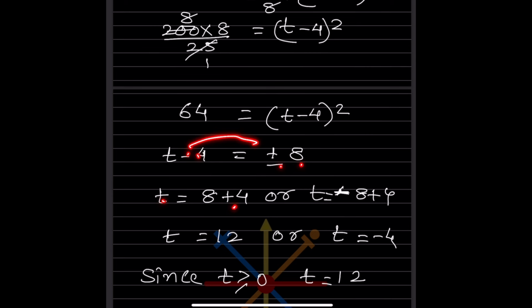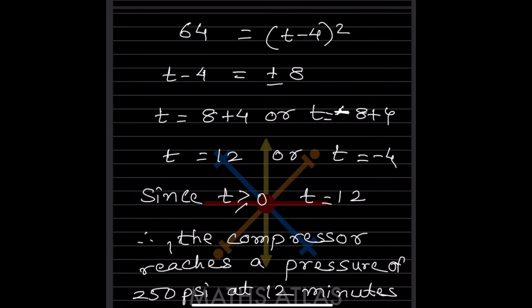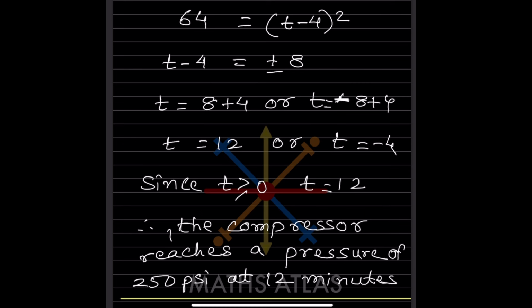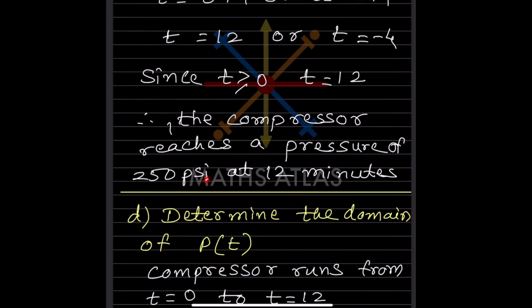It is going to be plus 4, but this is minus 8. So once we take 8, and then we take minus 8. When you add this one, you get 12. Here, minus 8 plus 4 is going to be minus 4. Now t is greater than or equal to 0, so t is 12. So we can say, therefore, the compressor reaches a pressure of 250 psi at 12 minutes.